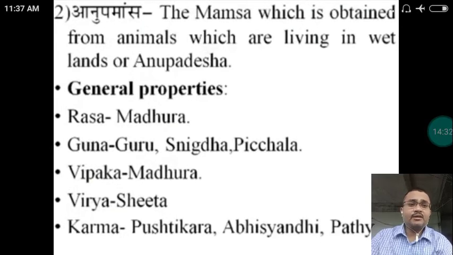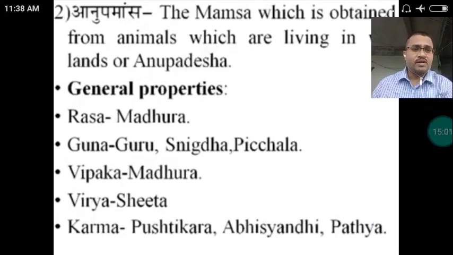Now, the second broad classification as per Sushruta was Anupa Mamsa, the Mamsa which is obtained from animals living in wetlands, or Anupadesha, or marshlands. The general properties of Anupa Mamsa are: Rasa will be Madhura, Guna will be always Guru, Snigdha, and Pichilla. Vipaka will be Madhura, Virya will be Shita, and the Sangsthanic Karma will be Pushtikara, nourishing, Avishyandi, blocking the channels, and Pachya, it is homogeneous to the different systems of the body.